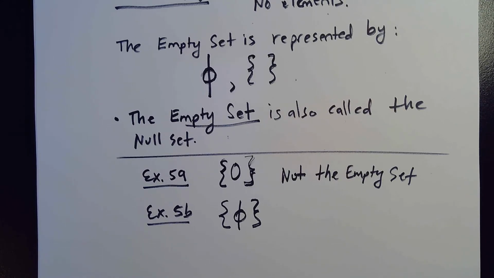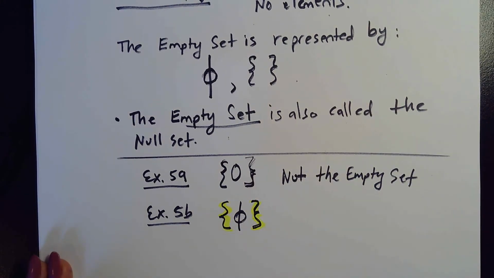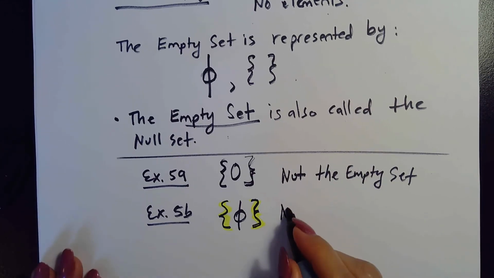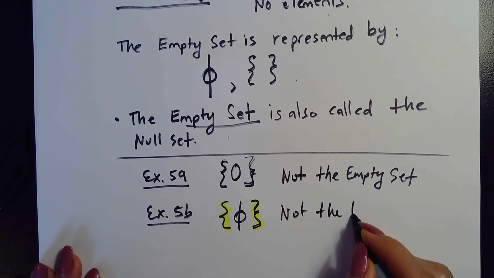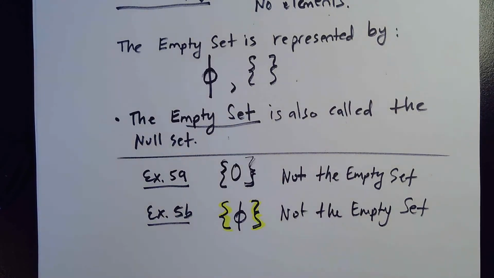You see the difference between the empty set and a set that contains the empty set as its element is not empty. So the set that you're looking at is the one, I'm going to put it in yellow. This is the set you're looking at, and that is the main set, which contains one element, the empty set. So this is not the empty set. It is not empty, right?